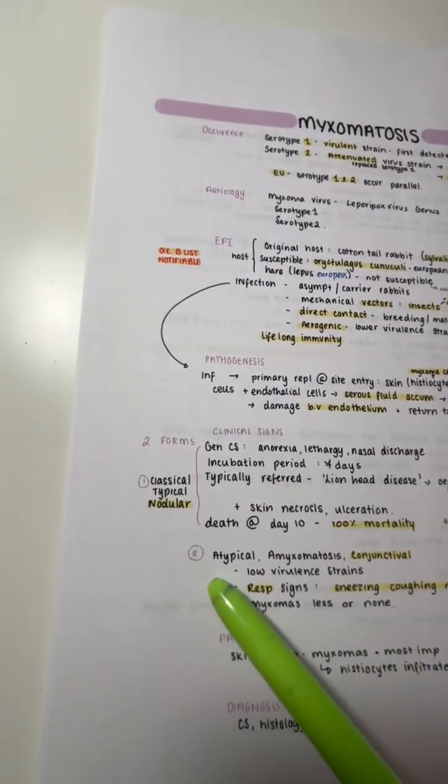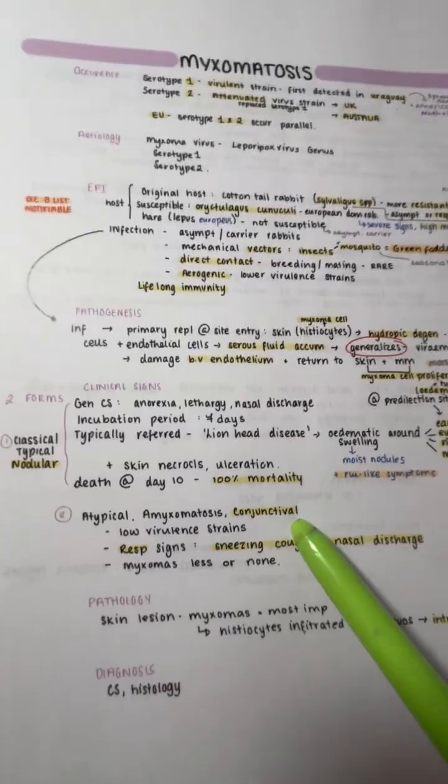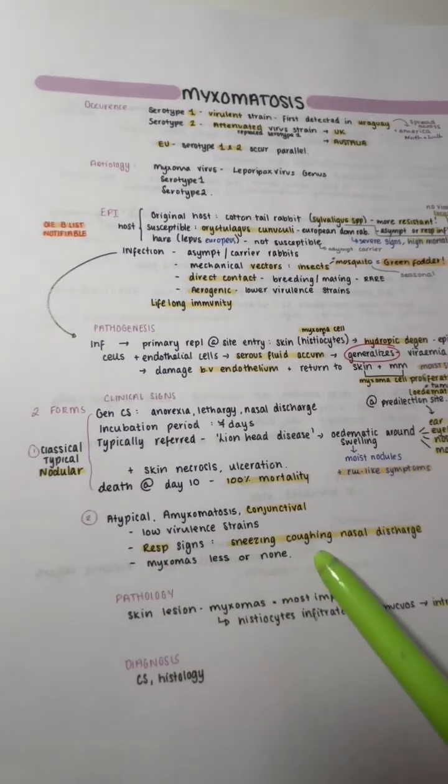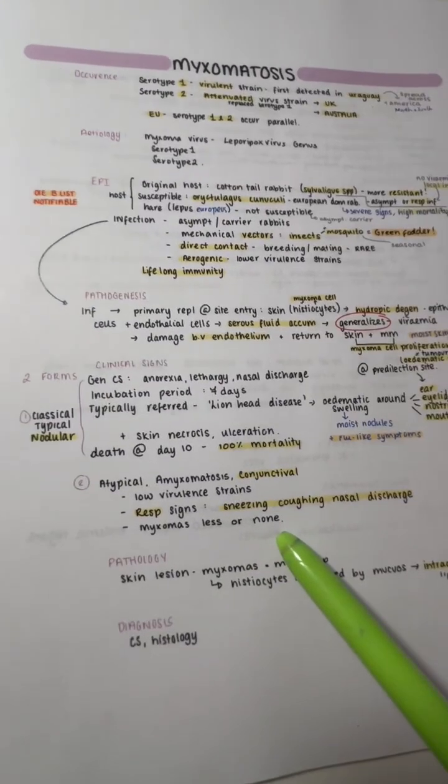The second form is the atypical form. It has myxomatosis and conjunctivitis. These are low virulent strains, and they have respiratory signs, such as sneezing, coughing, and nasal discharge. And the myxomas are few or none.